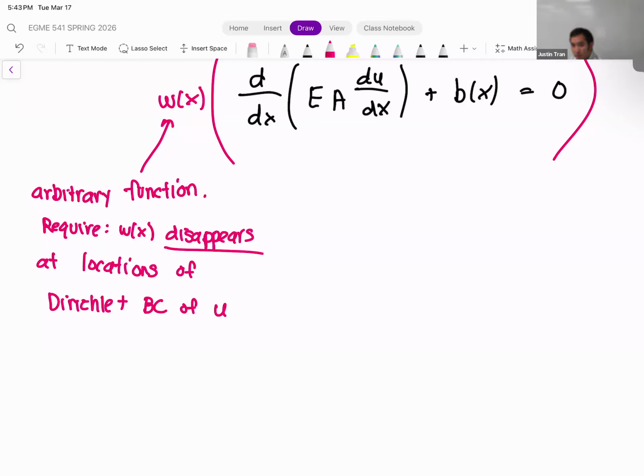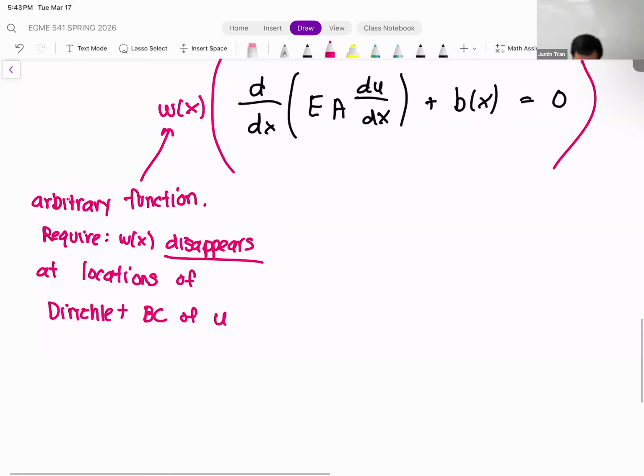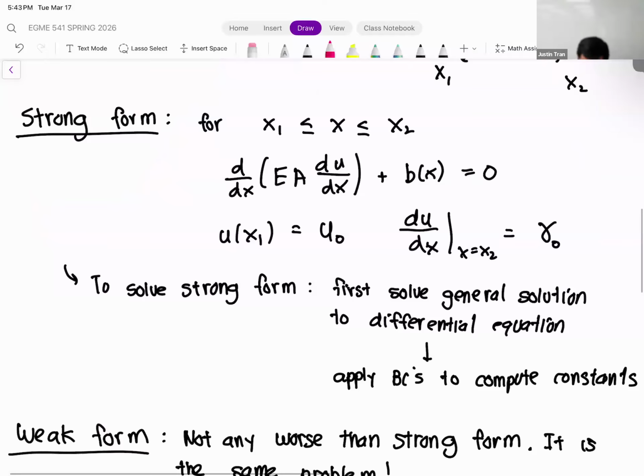All right, so remember, a Dirichlet boundary condition is a boundary condition where we're directly specifying the value of u. Okay, so if we go back to our boundary value problem that we defined earlier, we have our two boundary conditions here. This one right here, we're directly specifying the value of u. This one right here is our Dirichlet condition.